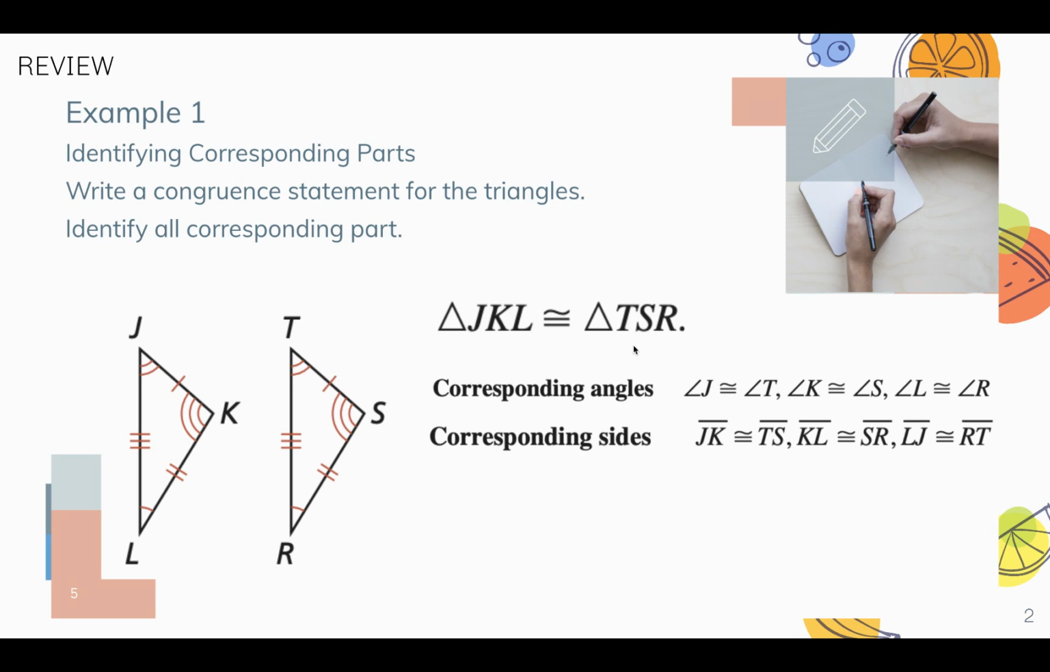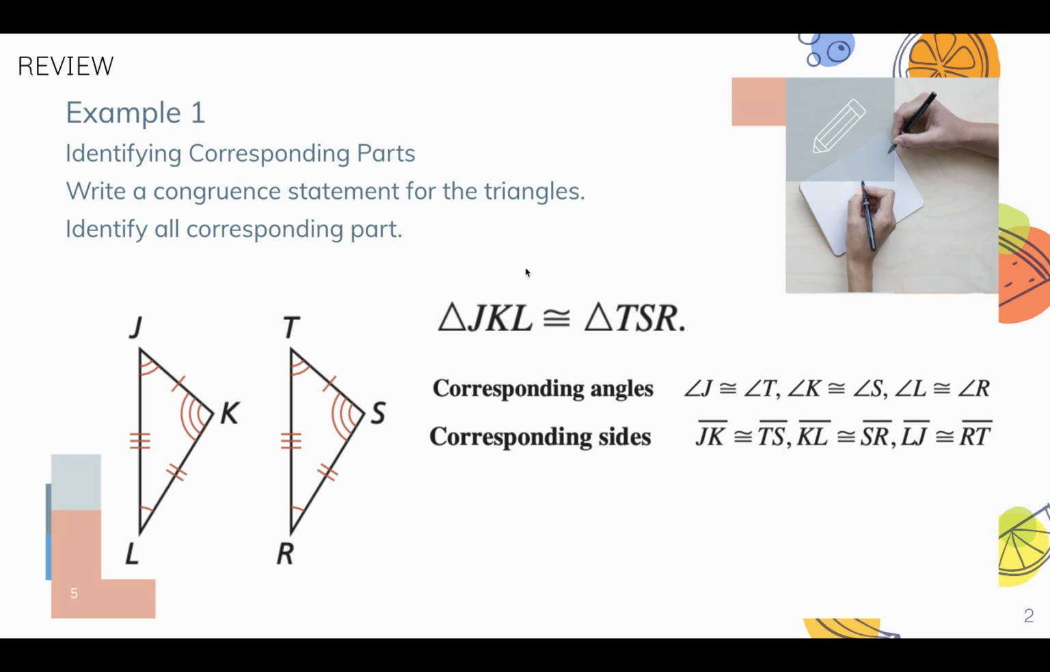All the corresponding parts are there. The vertices, or the angles, are there. J matches with T because it's in the first spot. K, S, L, R. Second spot, third spot. Also, the sides are there. Side JK, the first 2 letters, matches with side TS. Side KL matches with side SR, and side JL matches with side TR.